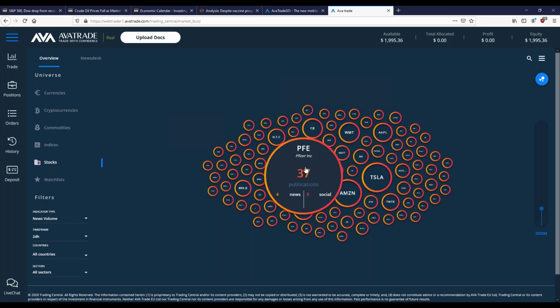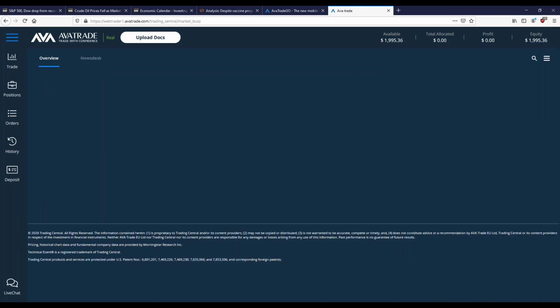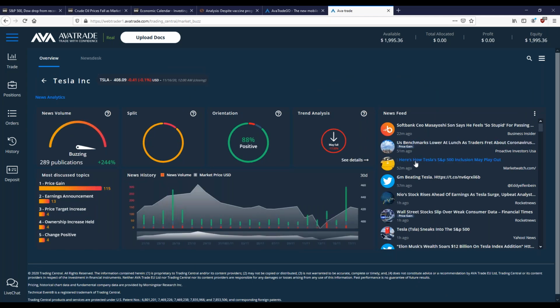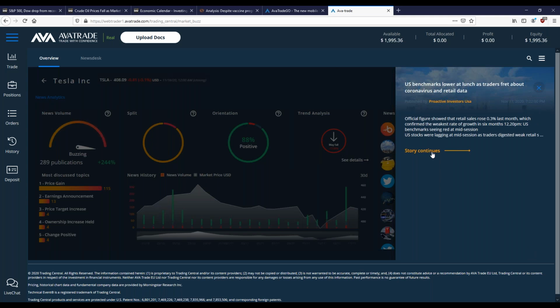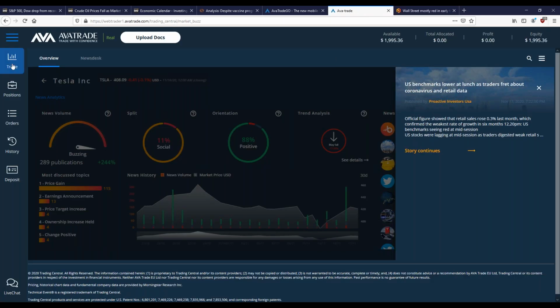Looks like Pfizer is trending the most. You see that? It's the biggest bubble in the pictogram. Tesla is trending large. Look how many stories are out about it. I can click on Tesla. Here's my fundamental news. Okay, stories that affect Tesla are right there. You can expand the story and read the whole thing. It takes you to the website where it is. Okay, so very nice features that can really help with your fundamental news.